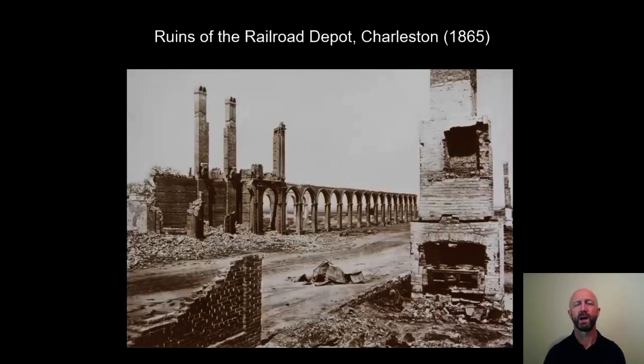The ruins of the railway depot in Charleston. Once again, this scorched earth campaign. Look at the destruction caused by Sherman here. Everything's just been blown to smithereens. All the bodies have been cleared away at this point, but the remnants, the ruins of this campaign are what he's focusing on here.